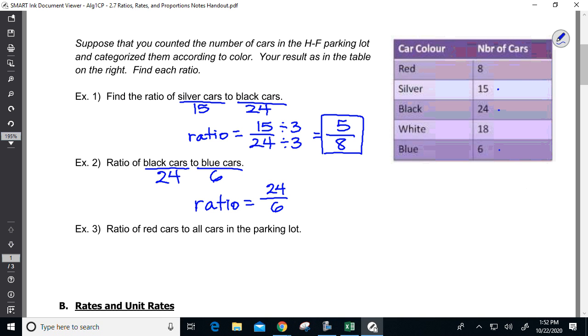So you gotta think about what will divide into 24 and into 6? Somebody can help him out. We can divide by 6. So that's 4 over 1, or just 4. If you have questions, gotta ask. I can't read your mind.